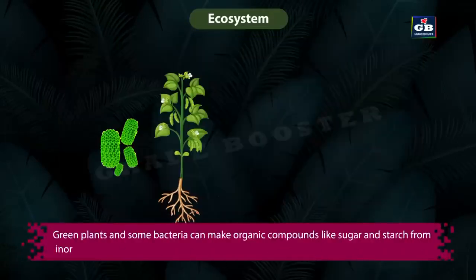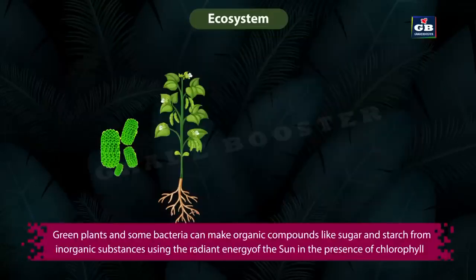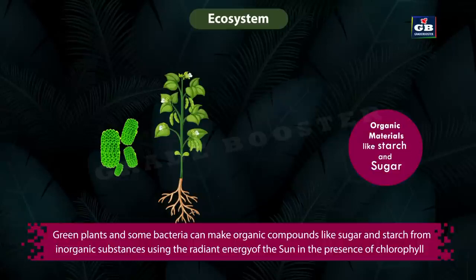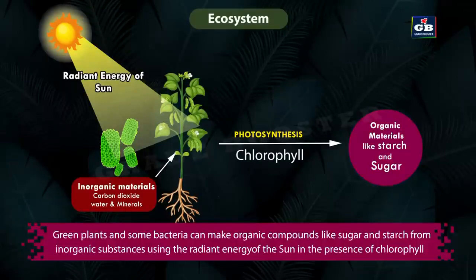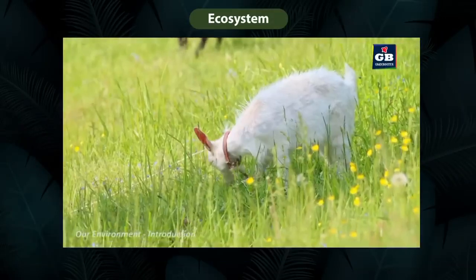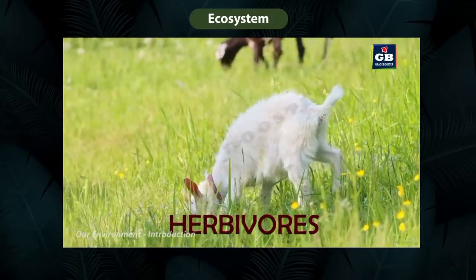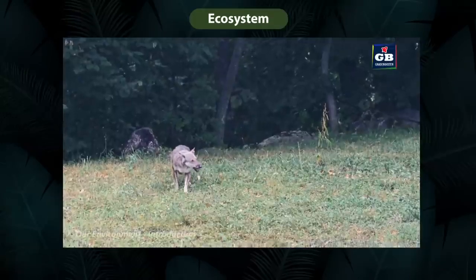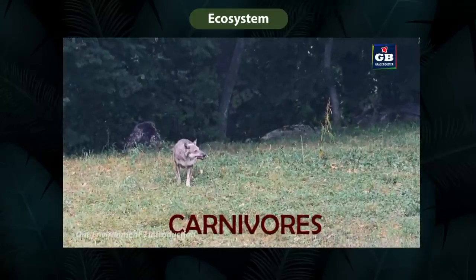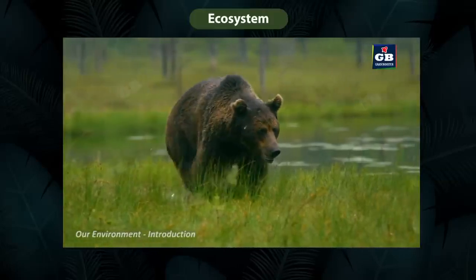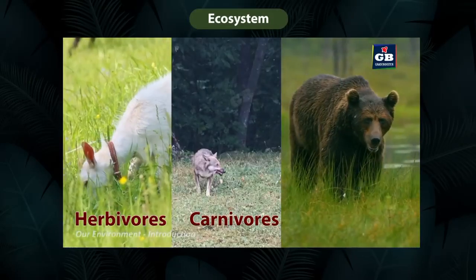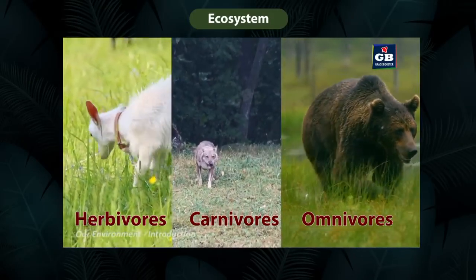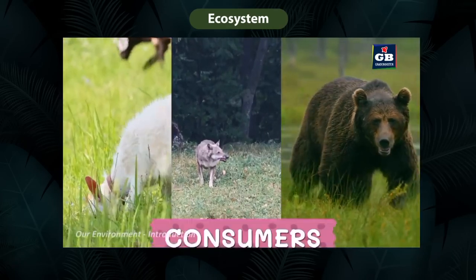Green plants and some bacteria can make organic compounds like sugar and starch from inorganic substances using the radiant energy of the sun in presence of chlorophyll. These organisms are called producers. The animals that feed on plants are called herbivores. The animals that feed on herbivores are called carnivores. The animals that feed on both plants and animals are called omnivores. The herbivores, carnivores, and omnivores, all these three together are called consumers.